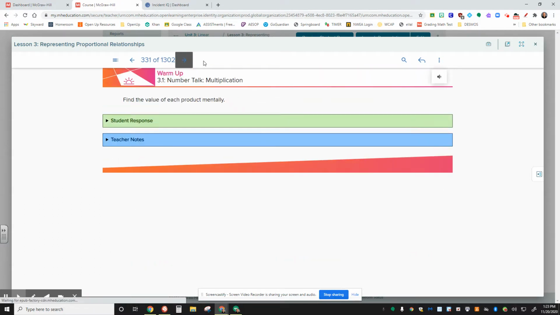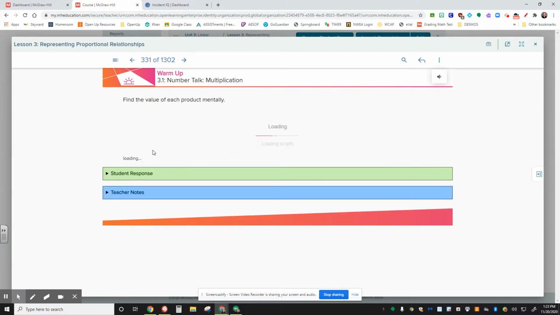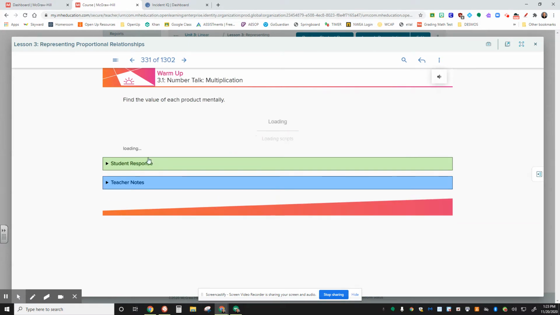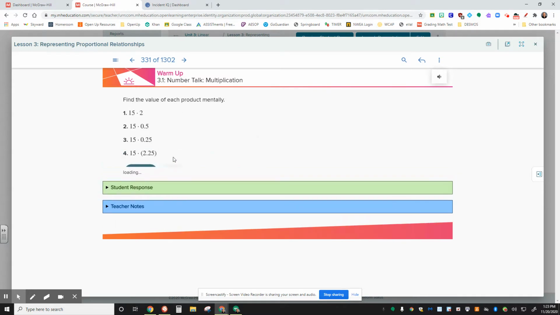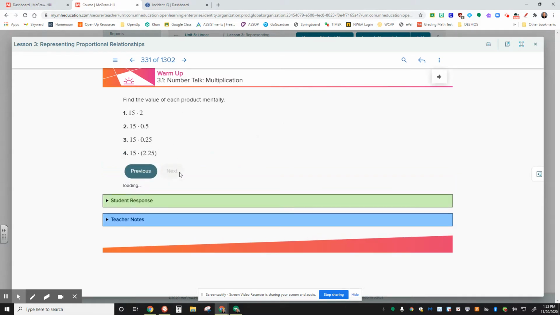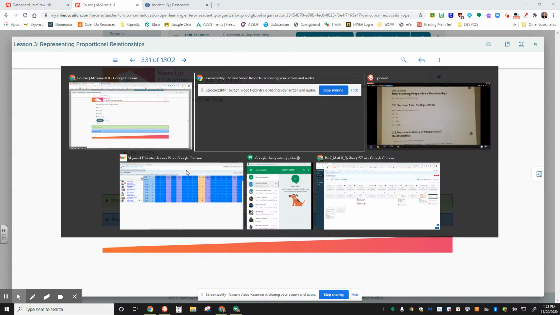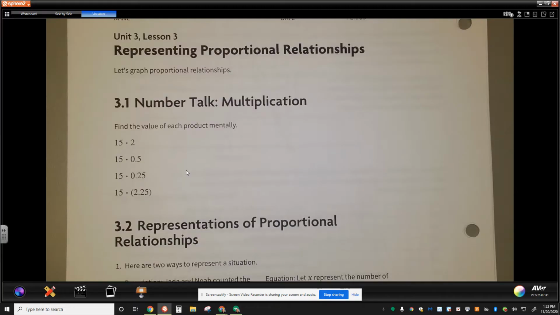To start out, we want to find some products of some numbers. We have the product of 15 and 2, 15 and 5/10, 15 and 25 hundredths, and then 15 and 2 and 25 hundredths. For this problem and for this lesson, I'll be switching back and forth to my document camera because I'm having trouble with actually being able to write on my screen. So here we go with our first problem.